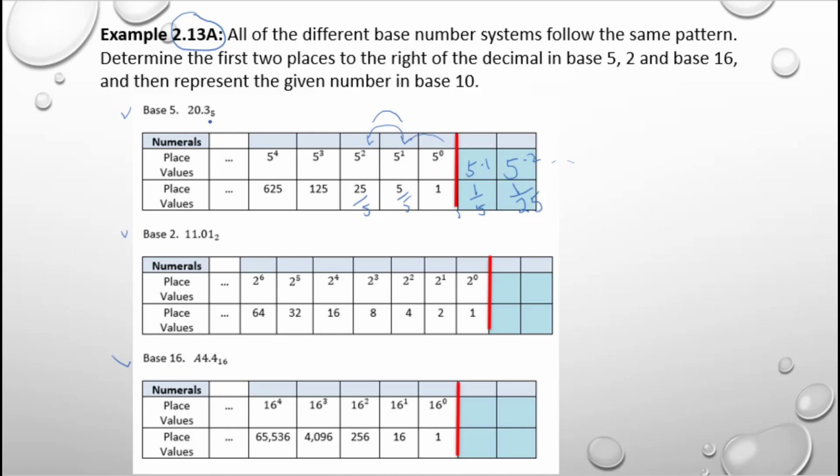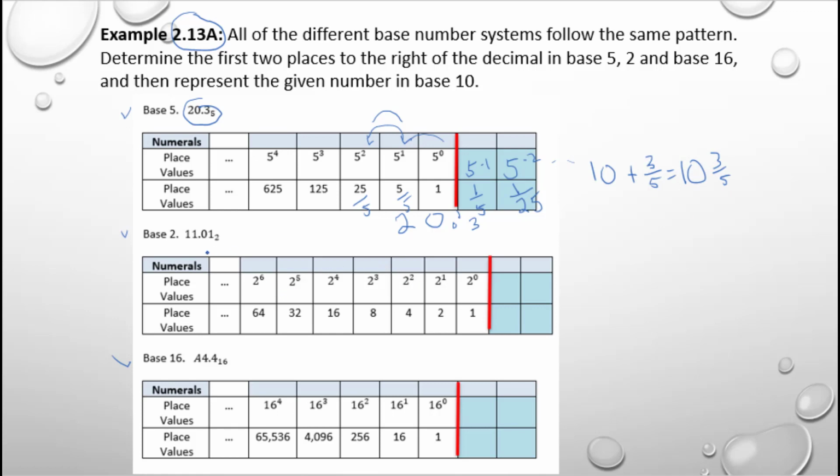So looking at this number, 20.3 base 5, I'm going to drop the 2 here, the 0 here, there's the decimal point, and there's 3 of those. So I got 2 fives, which is 10. I got 0 ones, and I got 3 fifths. So that number you would know as 10 and 3 fifths.